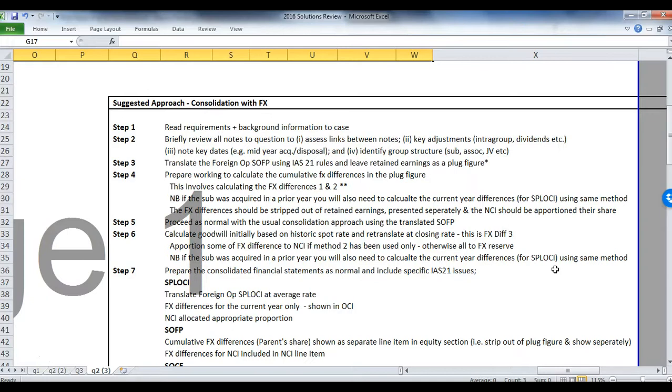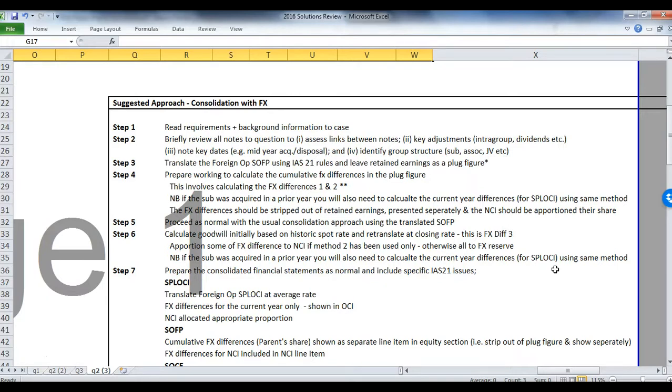Some of them will be very similar regardless of what question you do, particularly step 1 and step 2. Read the requirements to inform you what's been asked, and then look at all the notes and information of the question, strategically highlighting how many companies there are, what the key dates are, is there any mid-year, what's the group structure, and what the key adjustments to be made are. This is more practice of reading down through the question and identifying the structure and the key points of information you need to note, including dates, adjustments, etc.